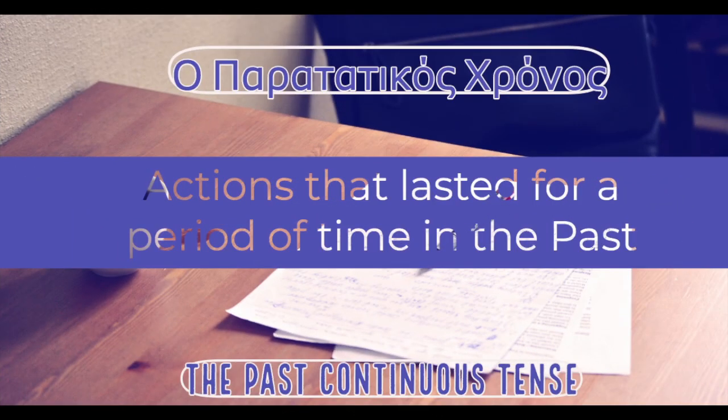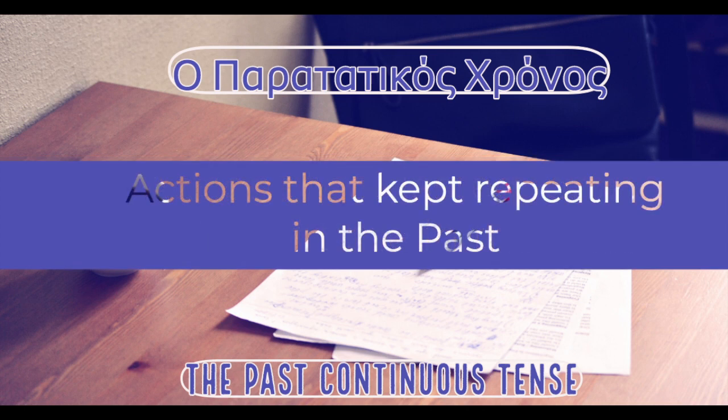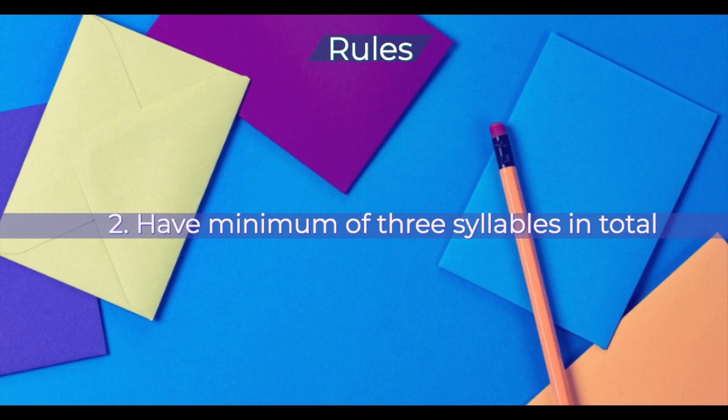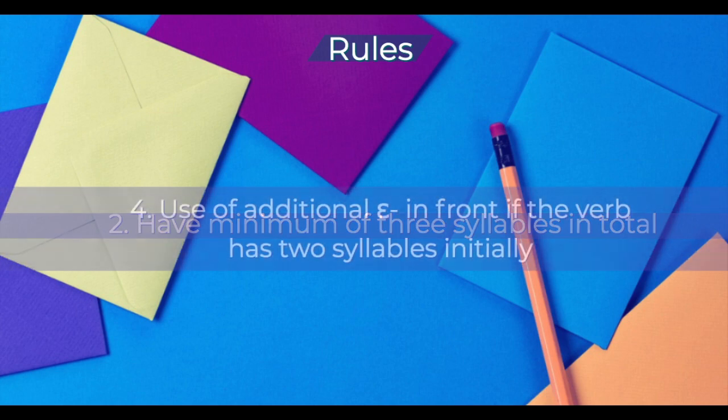Okay, so in the past continuous, we're talking about actions that lasted for a period of time in the past, and also actions that kept repeating in the past. The rest of the rules now, some of them are similar to the past tense. First of all, the past continuous and the simple past have the same endings. They also require for the verb to have 3 syllables minimum.